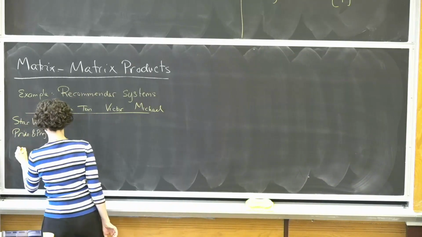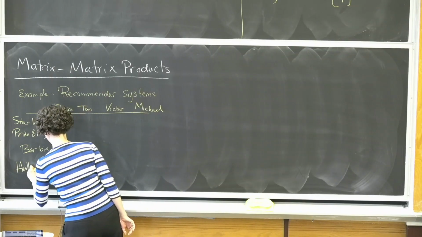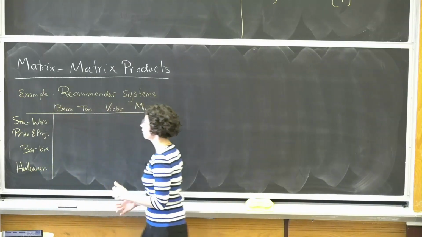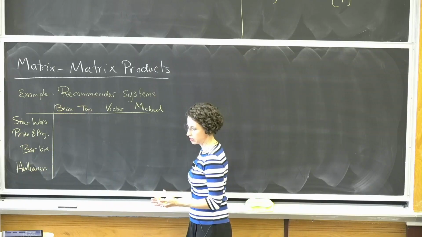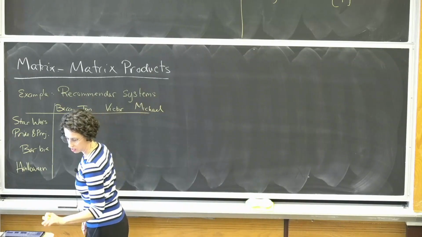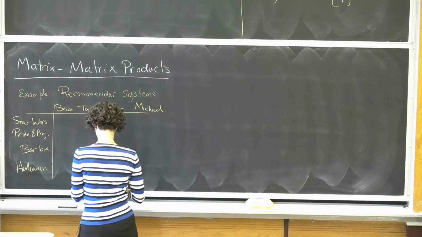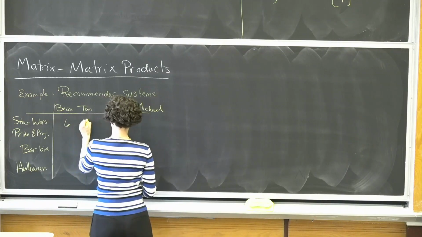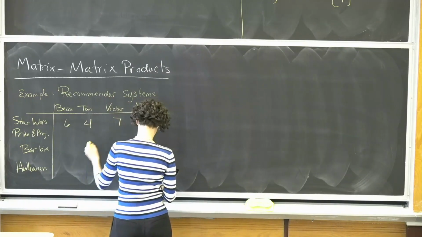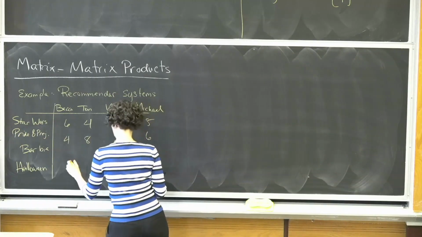Barbie, and Halloween. And then for each person, let's imagine that we know how much they liked each of those movies. So I'm going to use the numbers in my notes so that we can do some concrete examples later on. So I've got 6, 4, 7, 5, 4, 8, 2, 6.